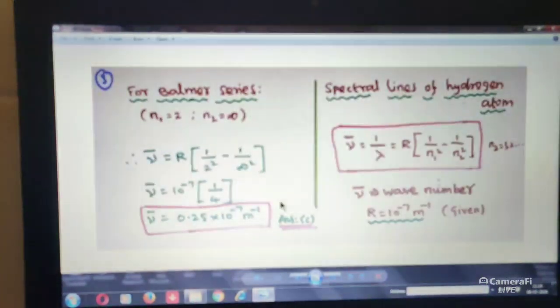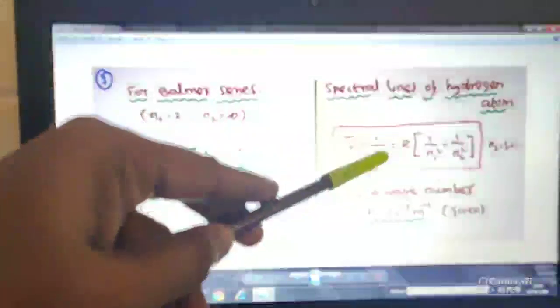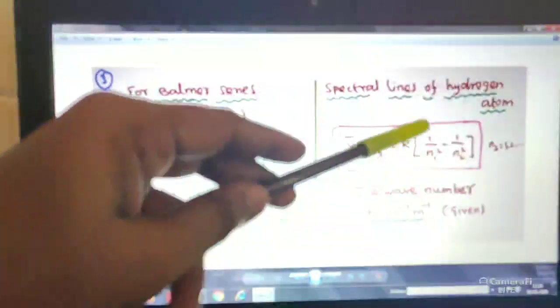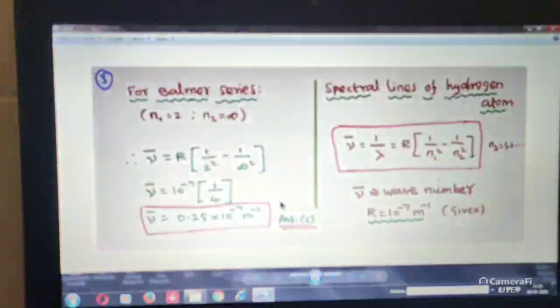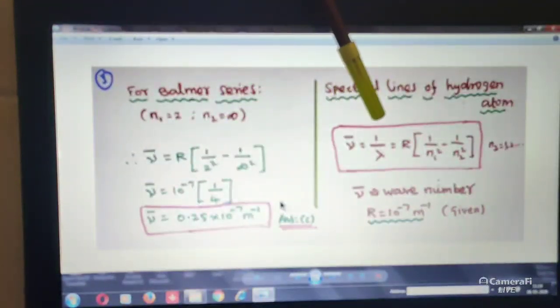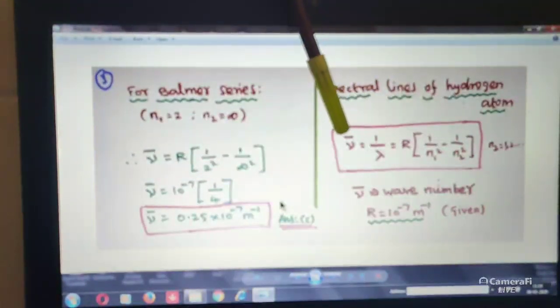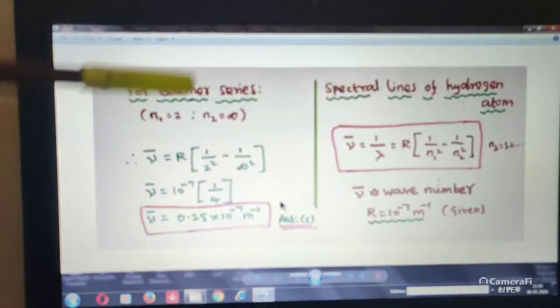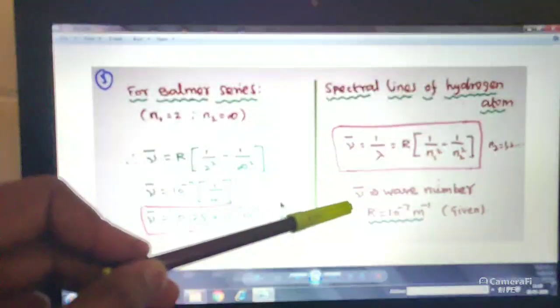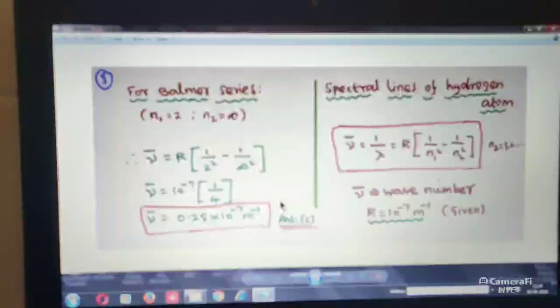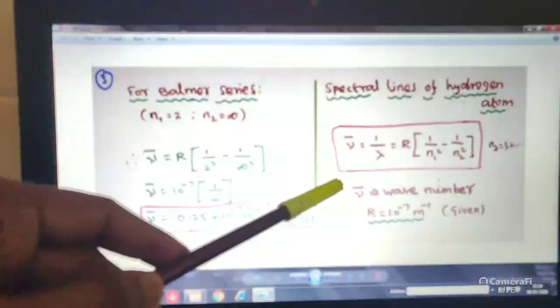Now see this answer. I mention the same formula: 1 by lambda is equal to R into 1 by n1 square minus 1 by n2 square. Please remember that 1 by lambda is nothing but mu bar. So this is the wave number I mentioned here. It is a wave number.